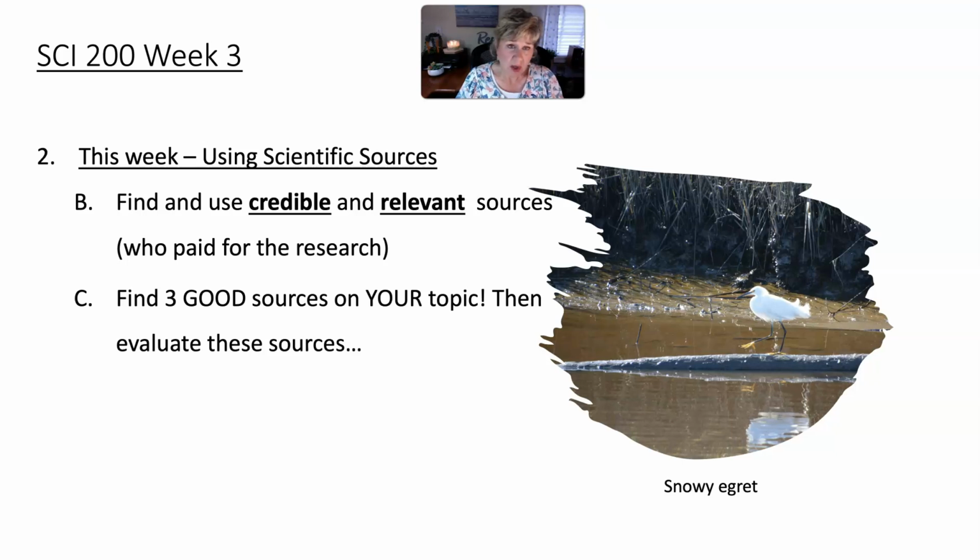Relevant means that it applies to your particular question. Now, I see this a lot with students. You pull up 3 really good sources, but 1 or 2 of them don't answer your question at all. So, relevant. You have to pick a source and an article that's going to help you with your research and with finding out information about your topic. You're going to find 3 good sources, then you're going to evaluate them through the textbook.